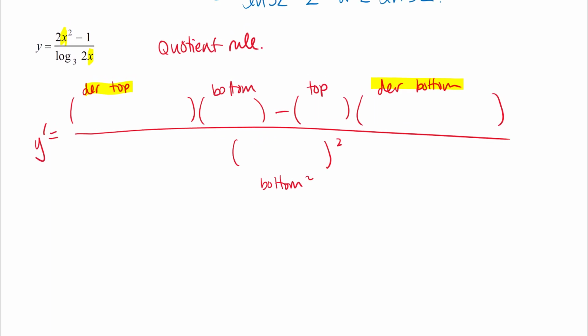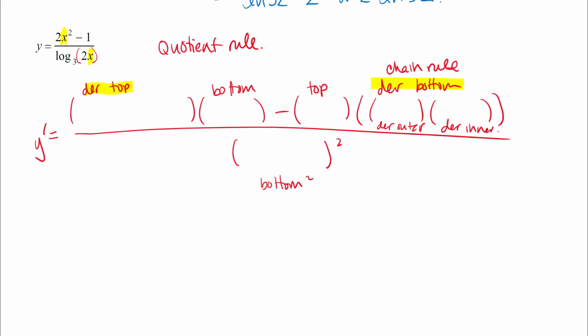But the other thing that you might notice here is that I don't just have log base 3 of x, I have log base 3 of some stuff that's not just x. So actually there's some chain rule going on there. When I find the derivative of the bottom, there's going to be chain rule, and my outer function is the log base 3 function, and then the inner function is 2x.